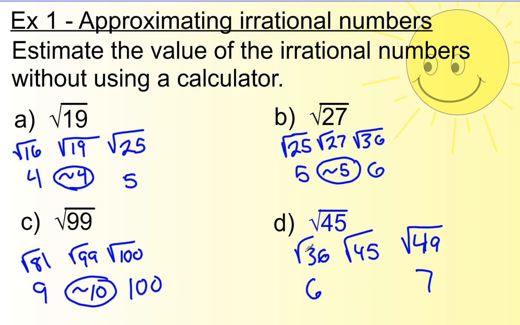Now, is it closer to 36 or closer to 49? Let's see. This is 4 numbers away. And between 36 and 45 is 9 numbers away. So I would say it's closer to 49, so this guy is about 7. And there we go. So square root of 45 is about 7. Square root of 19 is about 4. We now can give roundabout answers that would help us if we're trying to put numbers in order from least to greatest.